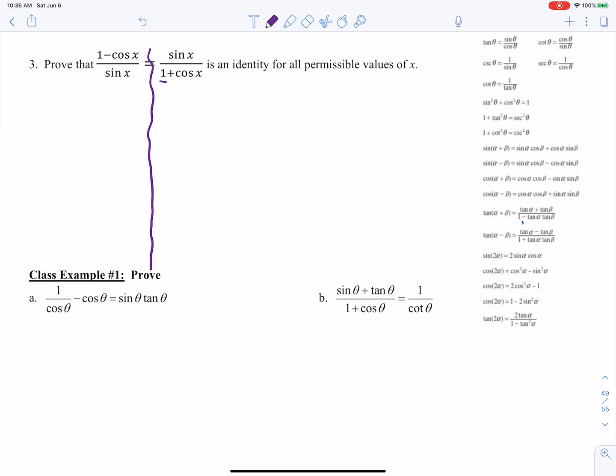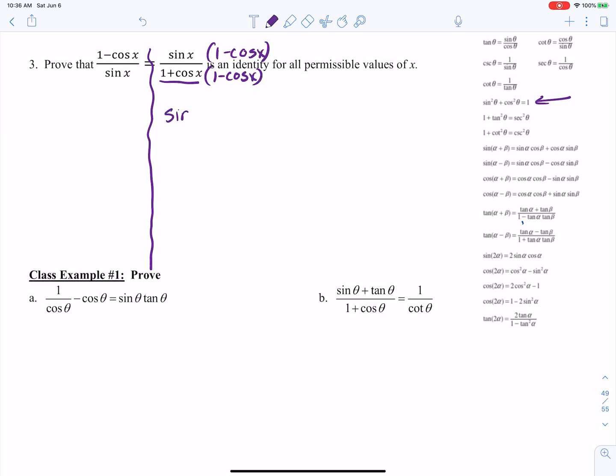What I'm going to look at is multiplying this by the conjugate. So I'm going to multiply top and bottom by the conjugate in hopes that I end up with something squared, and then I can use this identity over here. So I'm going to work with the right side first.